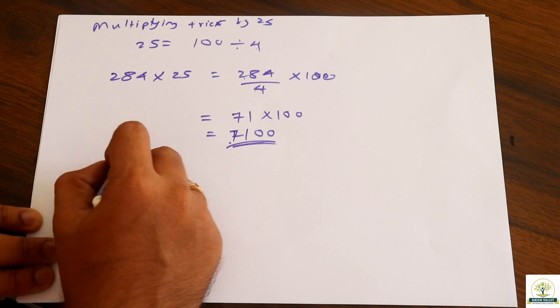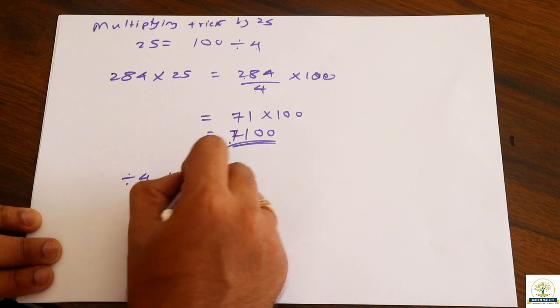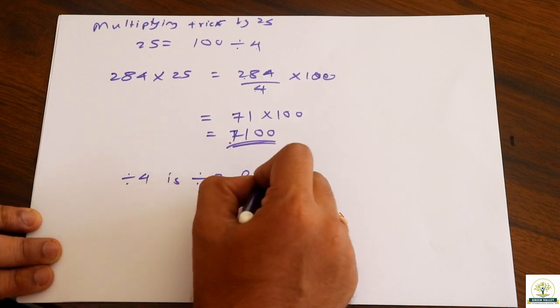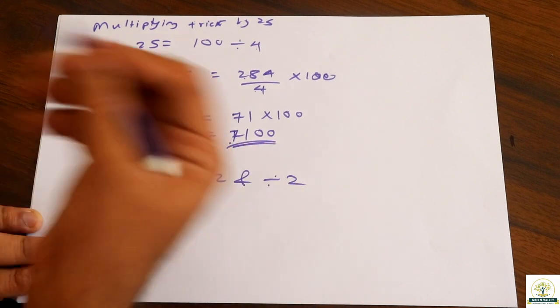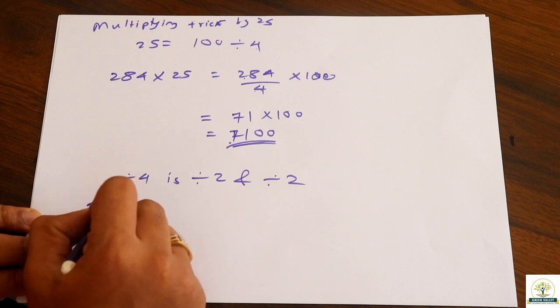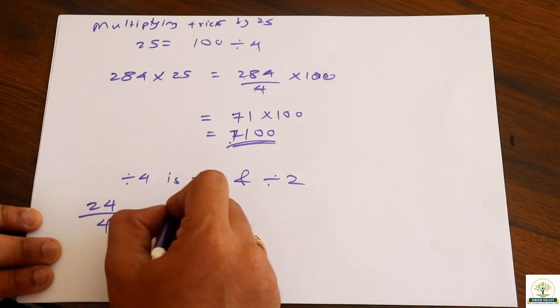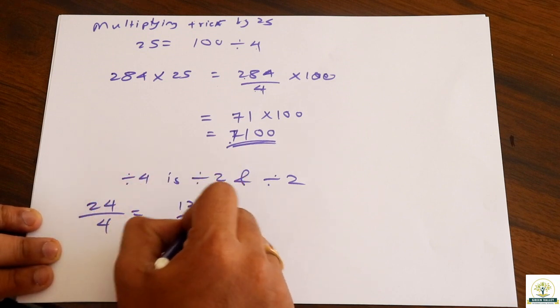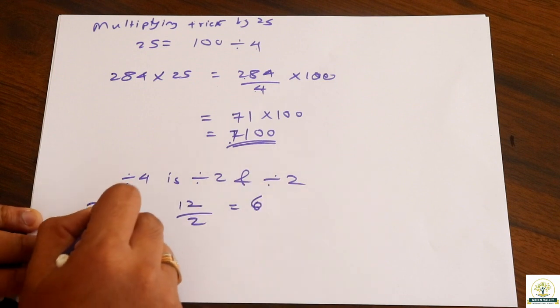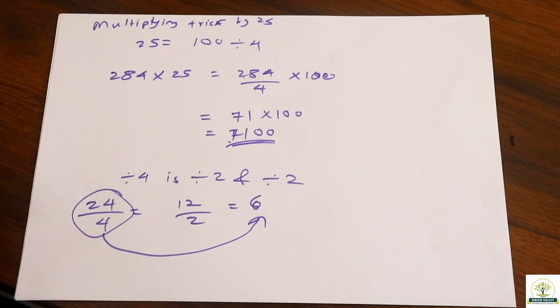I need to tell you this: dividing by 4 is as good as dividing by 2 and again dividing by 2. For example, if I want to divide 24 by 4, I can do 24 divided by 2, that is 12, and again divide by 2, that is 6. So ultimately the answer to 24 divided by 4 is 6. Understood?